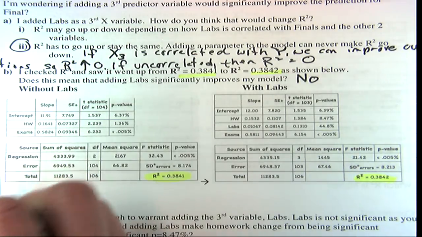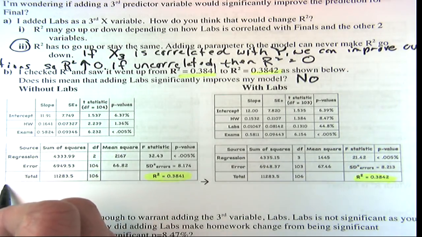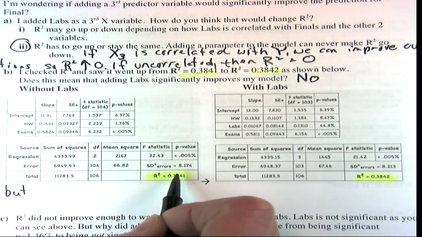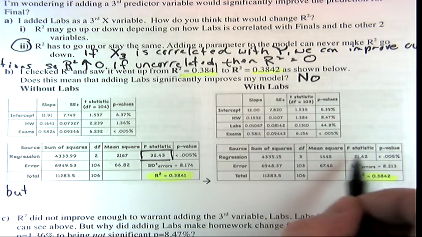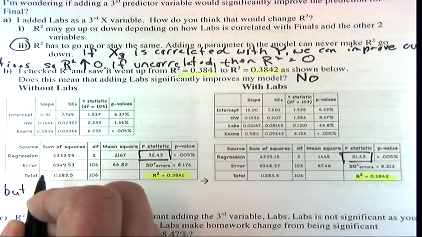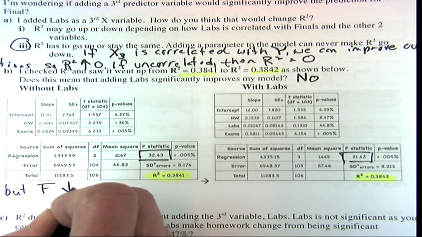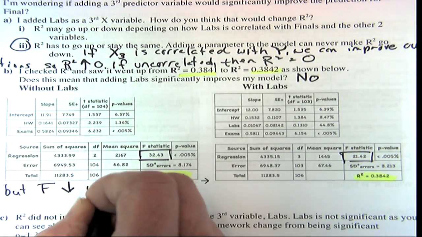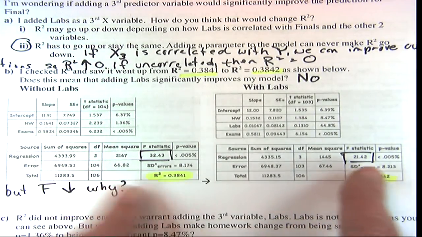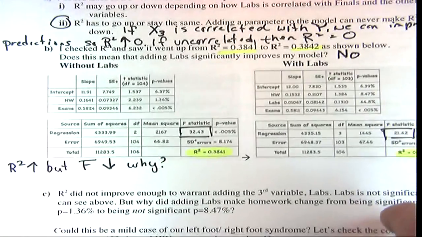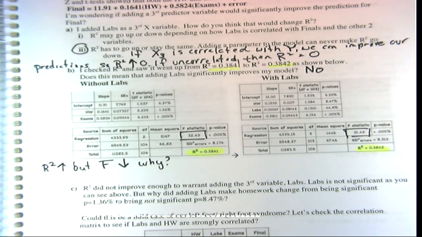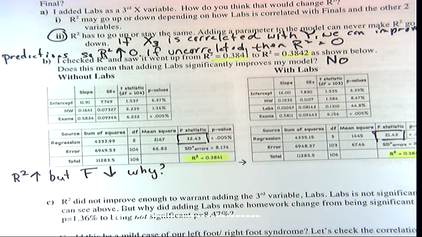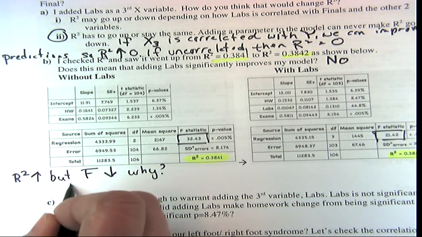So let's think about it. R squared went up. But do you notice that F went down? Why would that be? See, it went down a lot. So why? Let's zoom out a little bit here and think about it. Okay, so here F was what?